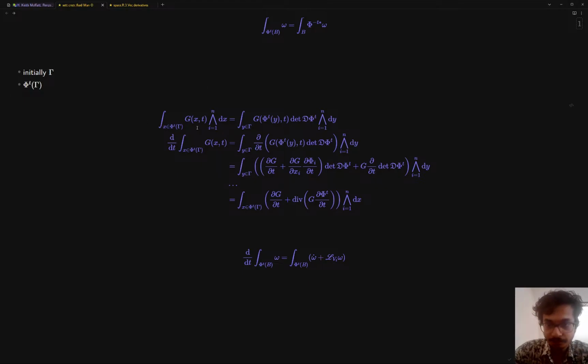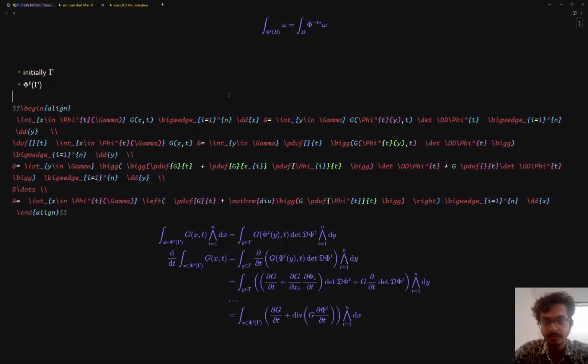So I integrate g over phi of t of Gamma, with respect to the volume form. How do I do the integral? I need to change coordinates. I am assuming phi of t is nice enough that I can change coordinates, and then the coefficient that comes out is the determinant of the Jacobian of phi of t, which is a time dependent real number because it's the determinant of a matrix, so it's fine.